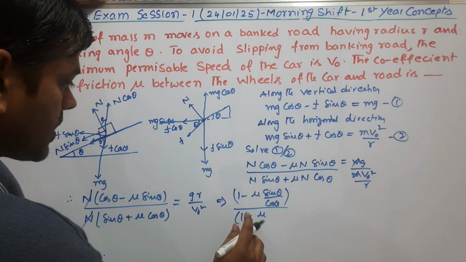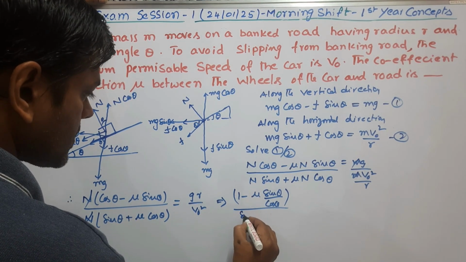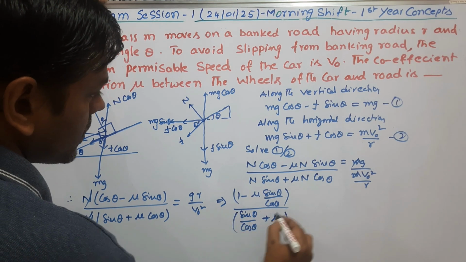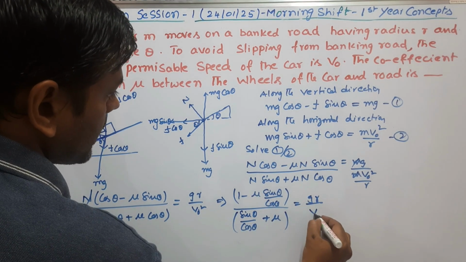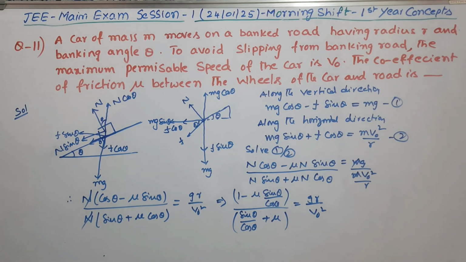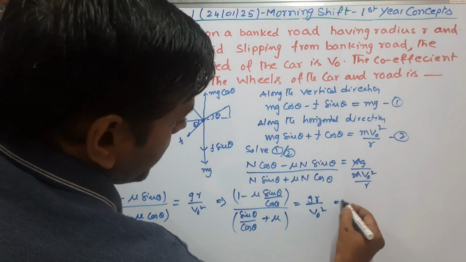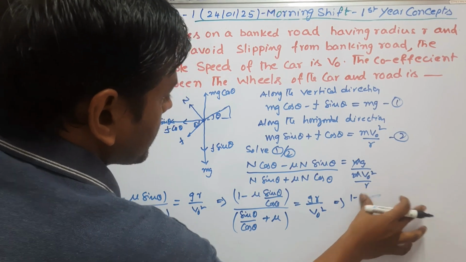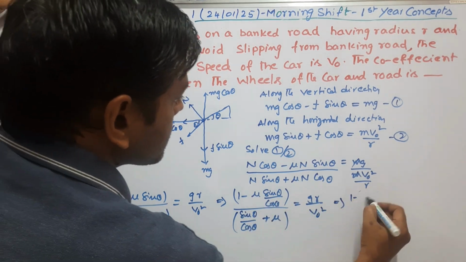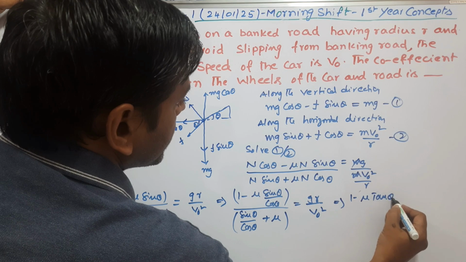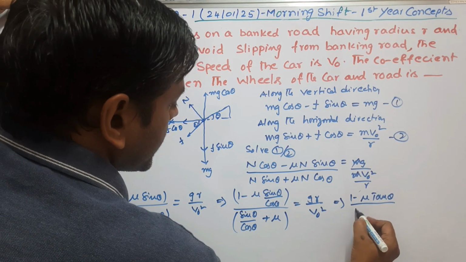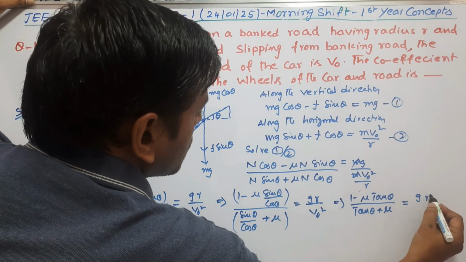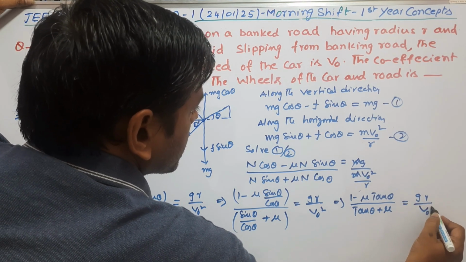Sin, cos brought into this side, that implies what happened? Sin theta by cos theta plus mu is equal to G into R by V naught square. Okay, so from this one you can write, that implies 1 minus mu into tan theta by tan theta plus mu is equal to G into R by V naught square.